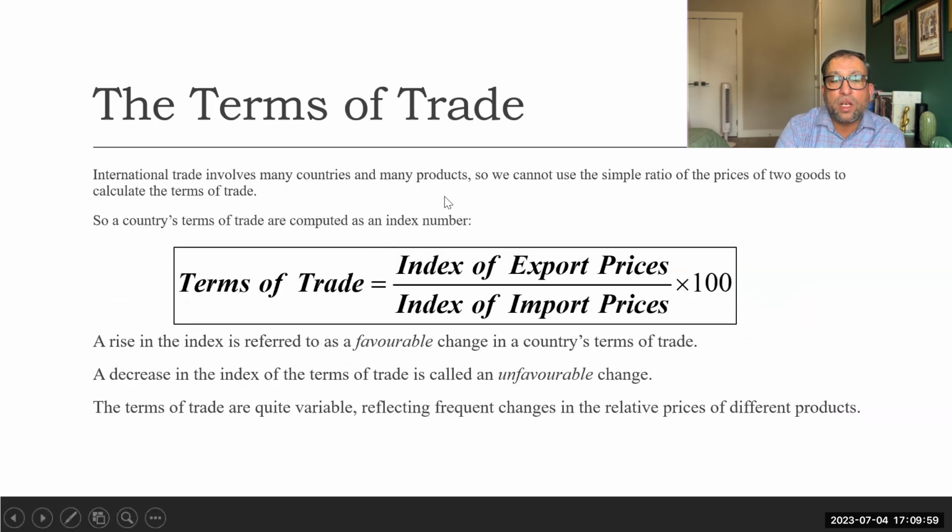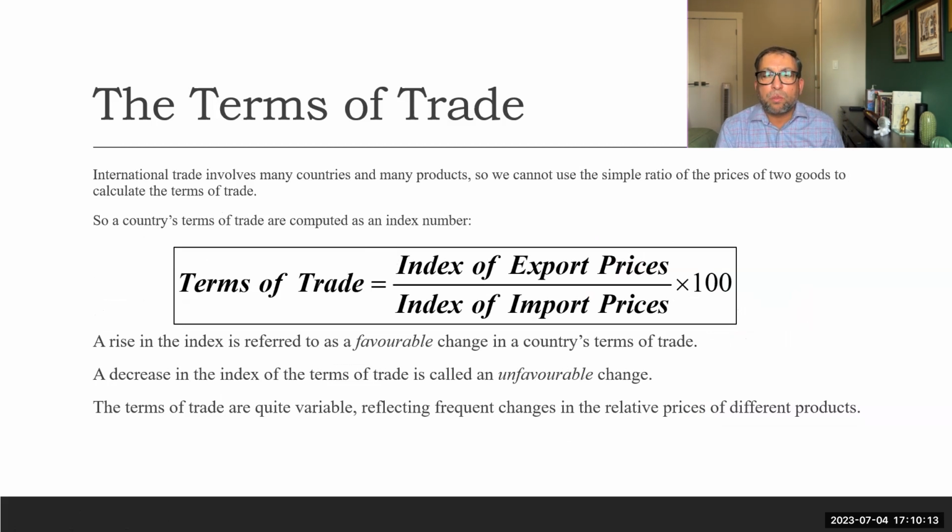So it all depends on the terms of trade. International trade involves many countries and many products, so we cannot use the simple ratio of the prices of two goods to calculate the terms of trade. Again, the complexity of international trade makes it impossible to calculate in simple ratios. So what we can do is use indexes. Indices help us figure it out, as a combination of many things. So the terms of trade is the index of export prices, of all the goods and services we export all over the world, divided by the index of import prices, of all the goods and services we import from all over the world, multiplied by 100.